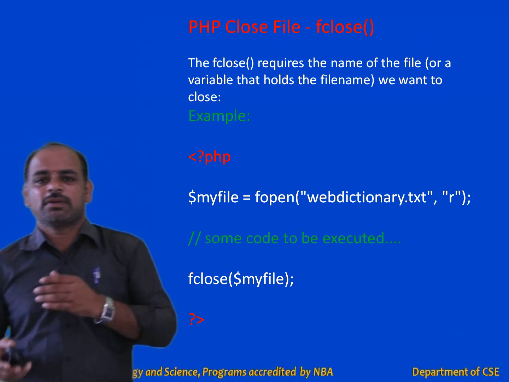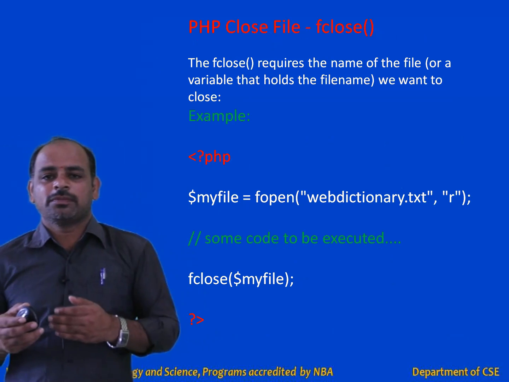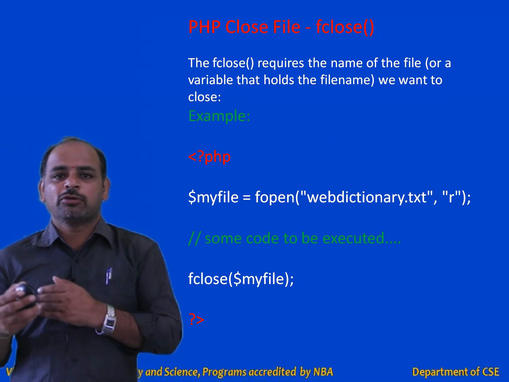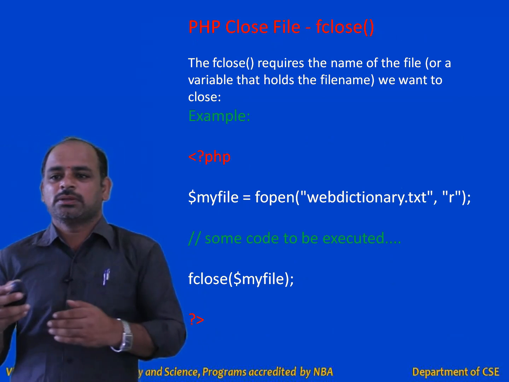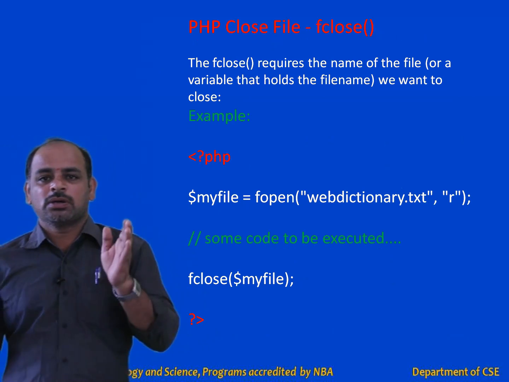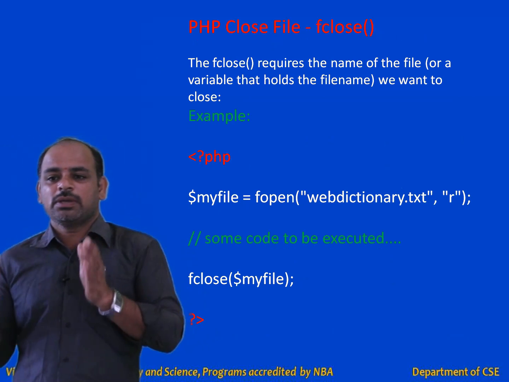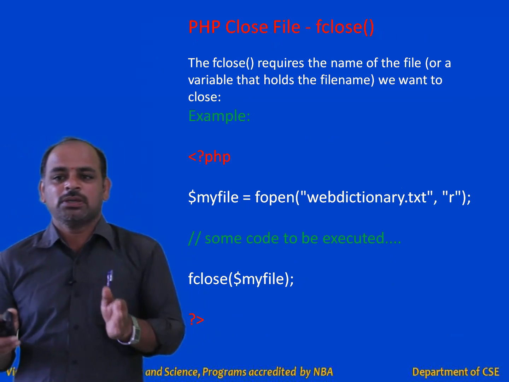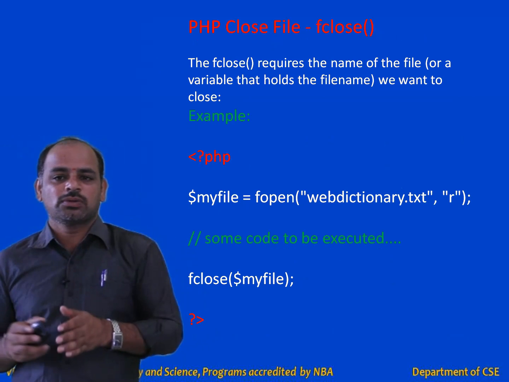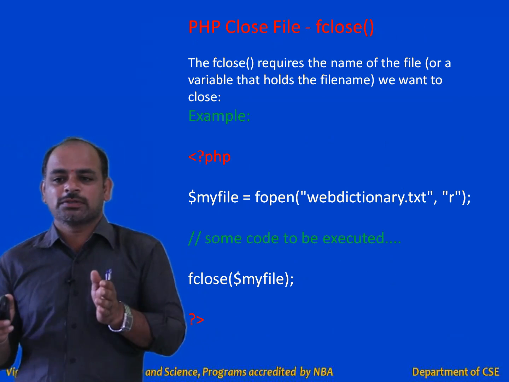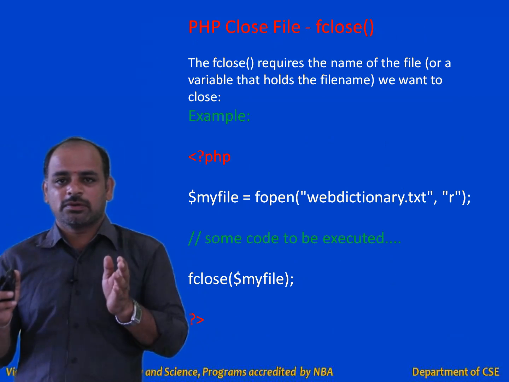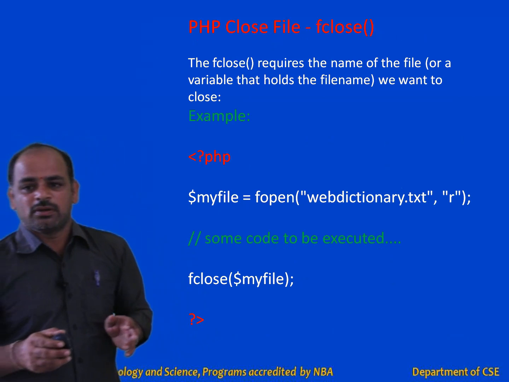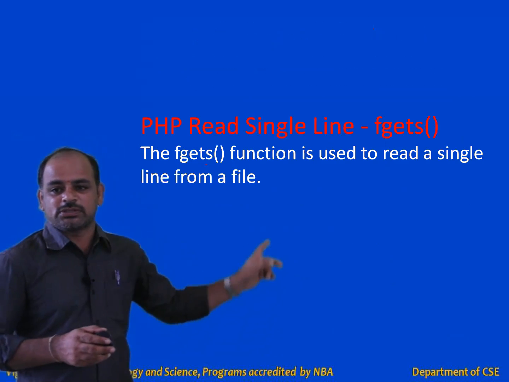Next, we have seen how to open the file and how to perform the read operation on the file. Then we have to close the file. In order to close the file, we have some predefined functions in PHP. One of those functions is the fclose function. By using the fclose function, we can close the file. You can see this in the example.